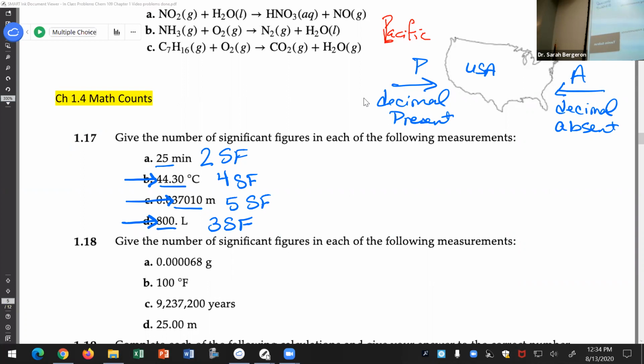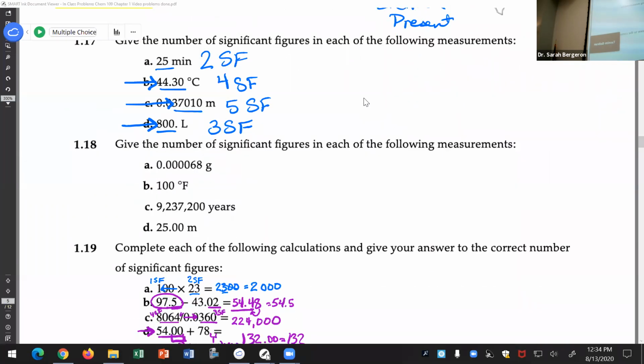And what does that P and that A stand for? It stands for, is the decimal present or is the decimal absent? And everybody loves the United States, right? So everybody's trying to get into the United States. So that's what you have to remember for this mnemonic. You don't have to remember 10,000 rules. I hate memorizing rules. I hate that, okay? So as long as you know if the decimal is present or absent, you know where to draw your arrows to eliminate non-significant zeros. So let's do some that I didn't do in the video.